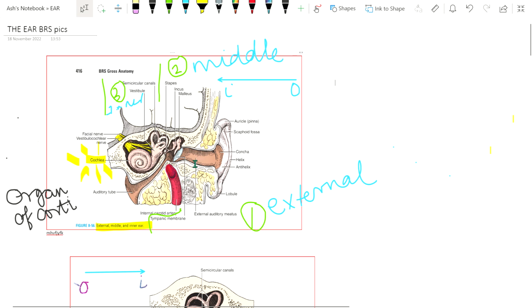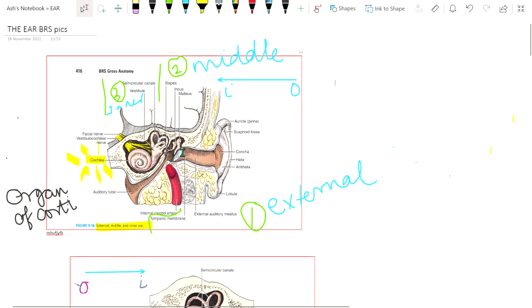From the tympanic membrane, inside, it goes into the middle ear, the second part. The middle ear has the three small bones. From the outer to the inner they are malleus, incus, and stapes. The stapes is one of the smallest bones in the body. You can remember these small bones by the acronym MIS: malleus, incus, and stapes, in the middle ear.